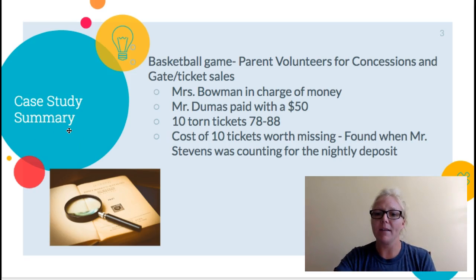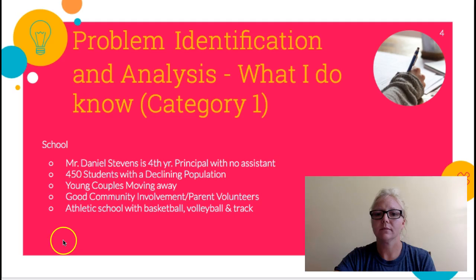At the last basketball game of the season, parent volunteers are running the concession stand and collecting proceeds at the gate. Mrs. Bowman is in charge of the money. Mr. Dumas said he paid with a $50 bill. There are 10 torn tickets, numbers 78 to 88, and the cost of 10 tickets, $50 worth, is found missing when Mr. Stevens is doing his nightly counting and deposit for activity funds.